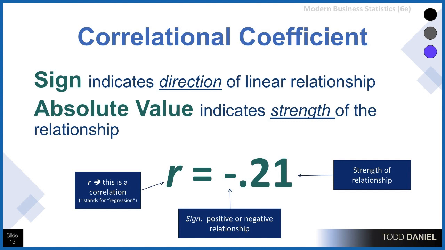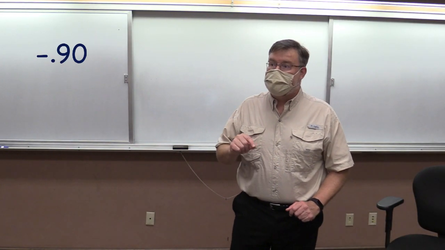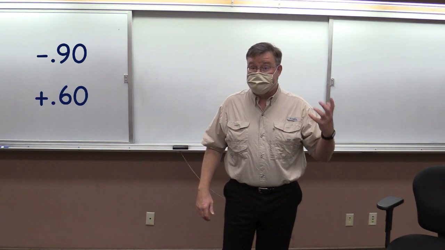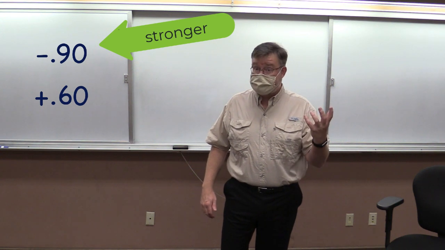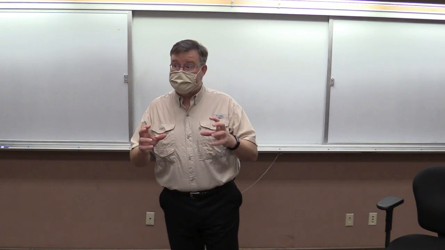And then the absolute value of that number indicates the strength of the relationship. Close to 0, very weak relationship. Close to either 1 or -1, that indicates a strong relationship. So if we have a negative 0.9 and we're comparing it to a positive 0.6, the negative 0.9 is a stronger relationship, even though it's negative. It's the absolute value of that number that tells us the strength of the relationship.